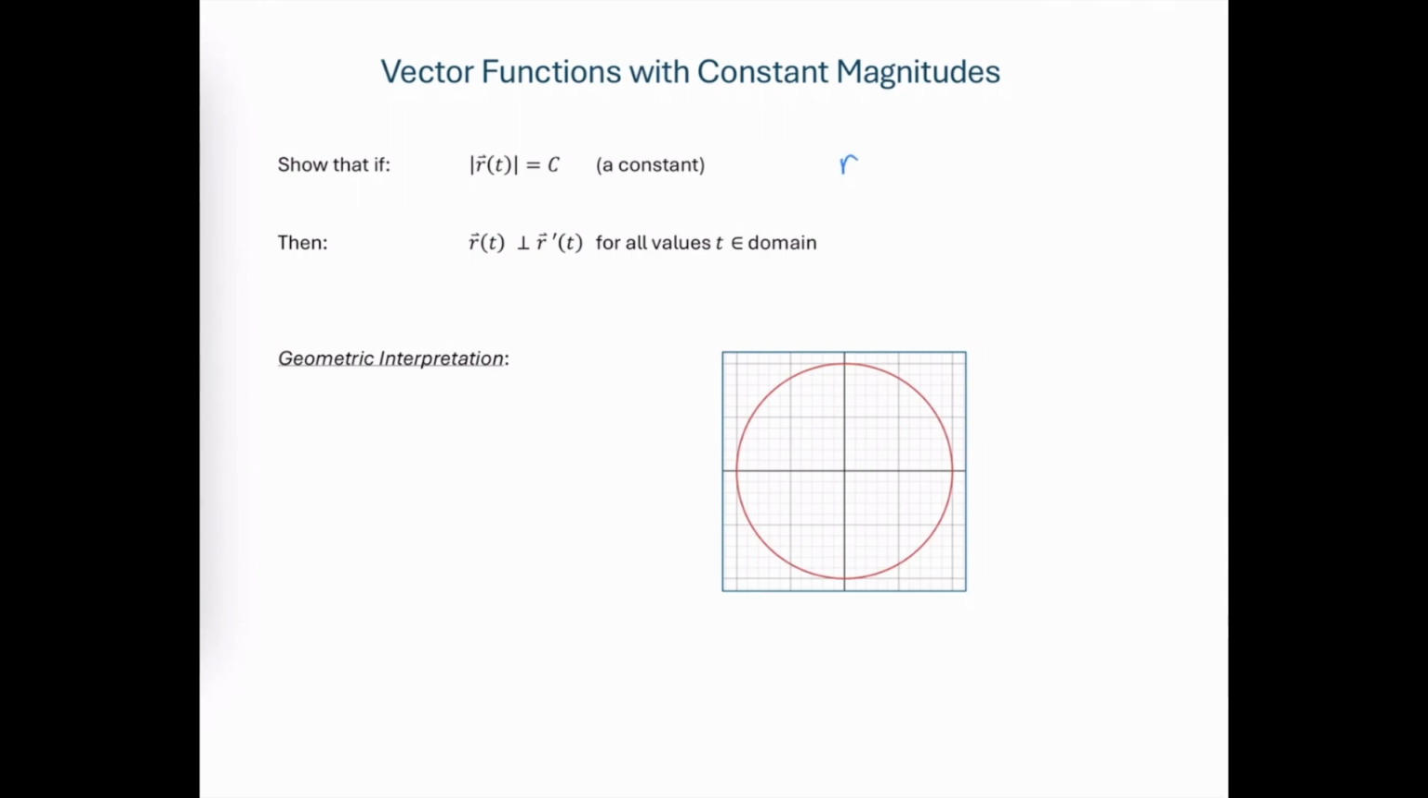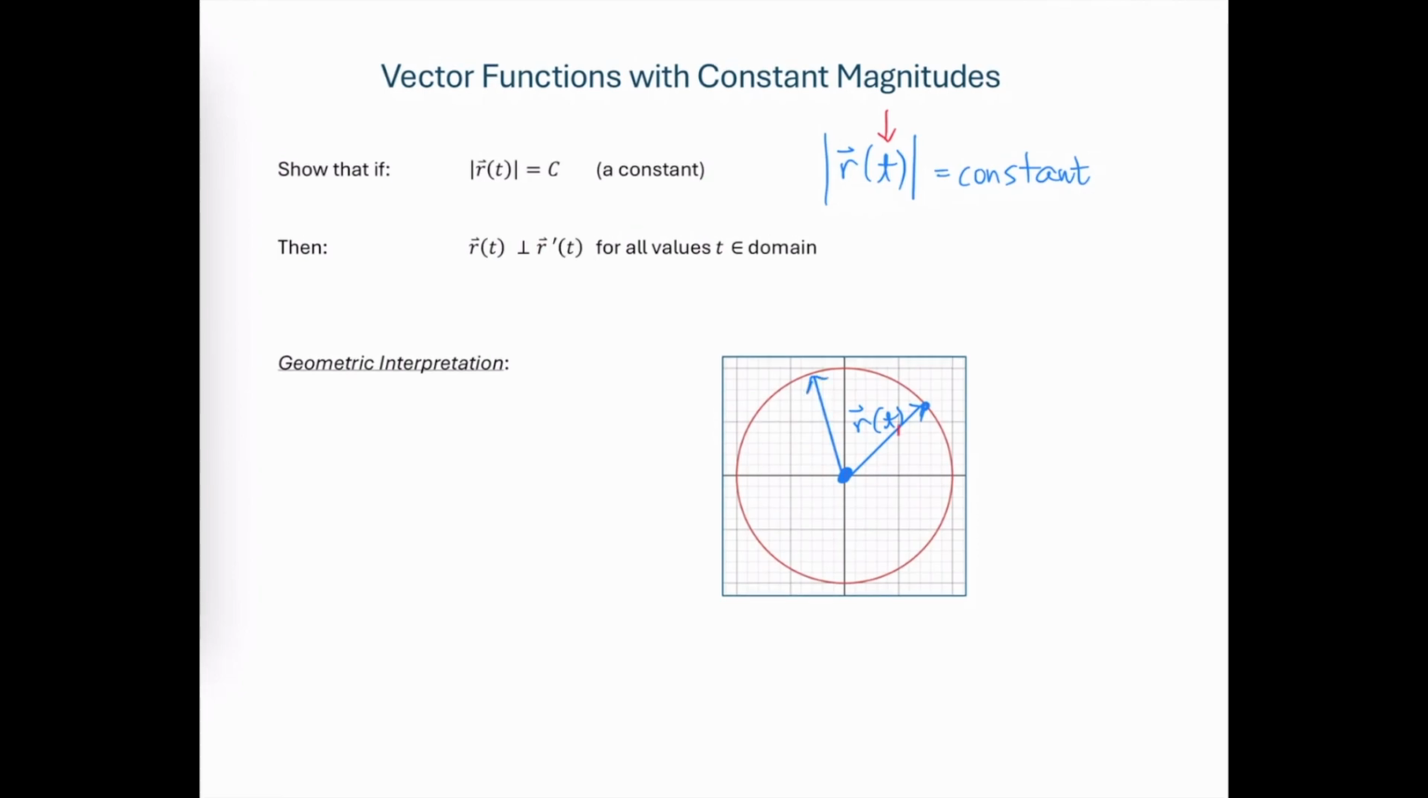If we have a vector function that traces out a curve C and the magnitude of that vector function is a constant, then no matter what value we plug in for the parameter, we're going to get a vector out, and that vector that we get out is always the same magnitude. An example of this happening would be when we have a vector function that traces out a circle. No matter what value for the parameter we put in, we're going to get a vector r evaluated at t that has the same magnitude all the way around the outside of that circle.